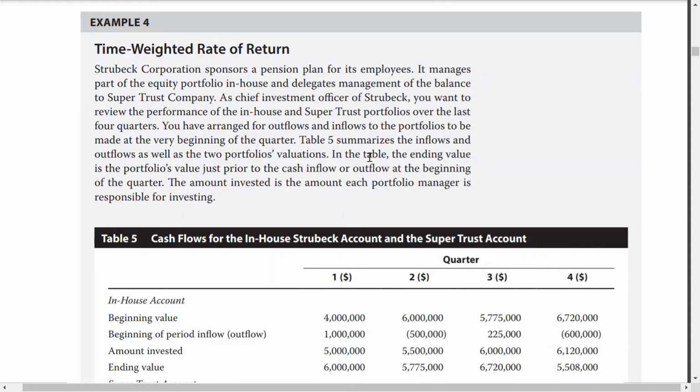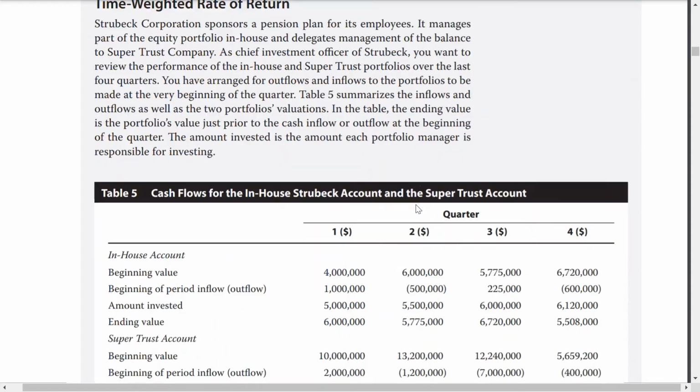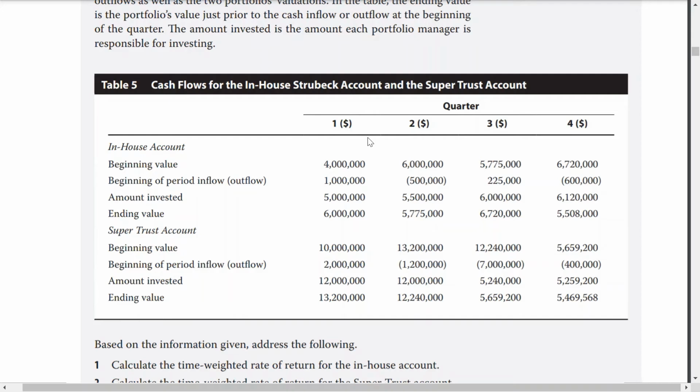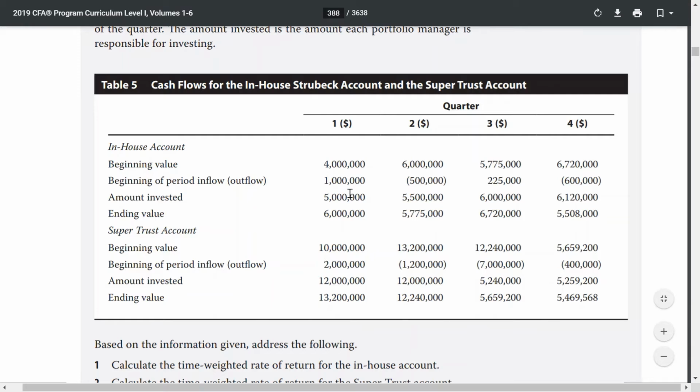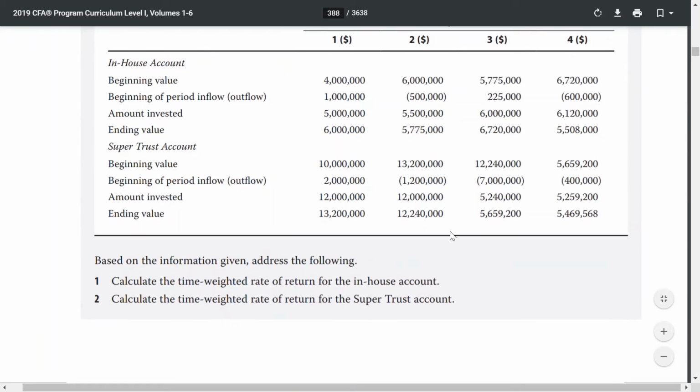In the table, the ending value is the portfolio's value just prior to the cash inflow or outflow at the beginning of the quarter. The amount invested is the amount each portfolio manager is responsible for investing. So the beginning value increases, the beginning period inflow decreases, the amount invested increases because the value increases, and the ending value decreases. Based on the information given, address the following.